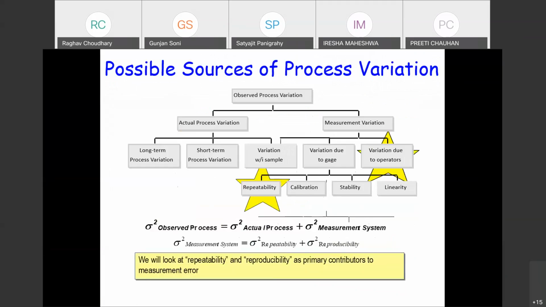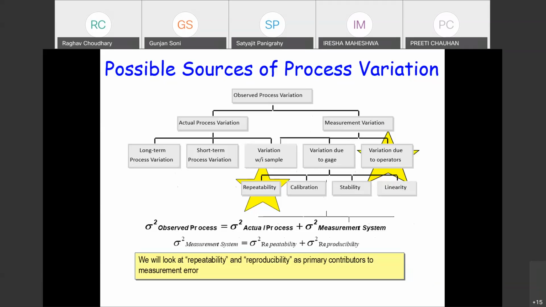Yes, sir. Okay. So here, I'll repeat once again. Observed process variation could be classified into actual process variation and the measurement variation. Actual process variation could be because of long-term process variation: the machine has worn out, it can't be improved anymore, so variation is coming with that. Then you have short-term process variation, which is because of some special causes, but eventually they affect the process. And variation within the sample is the random variation, which is very natural and exists in nature.